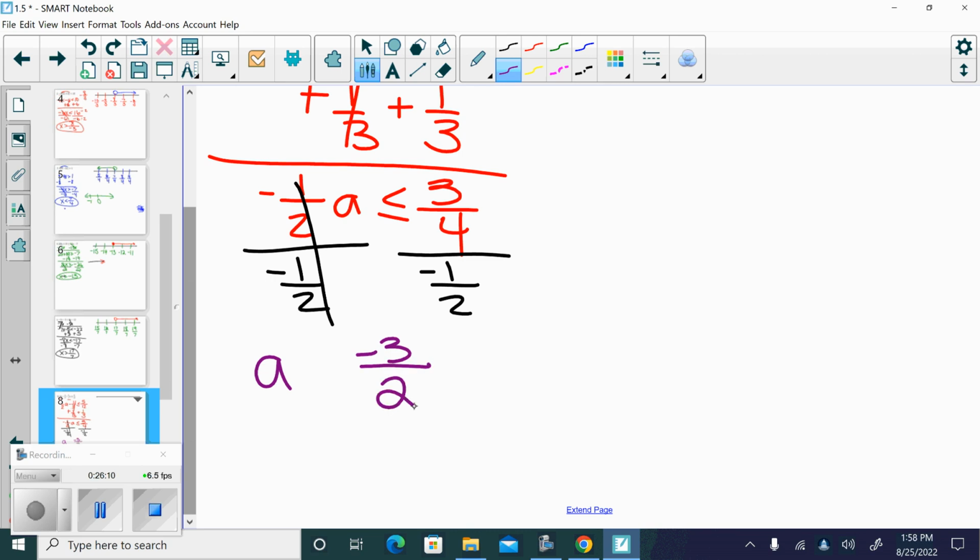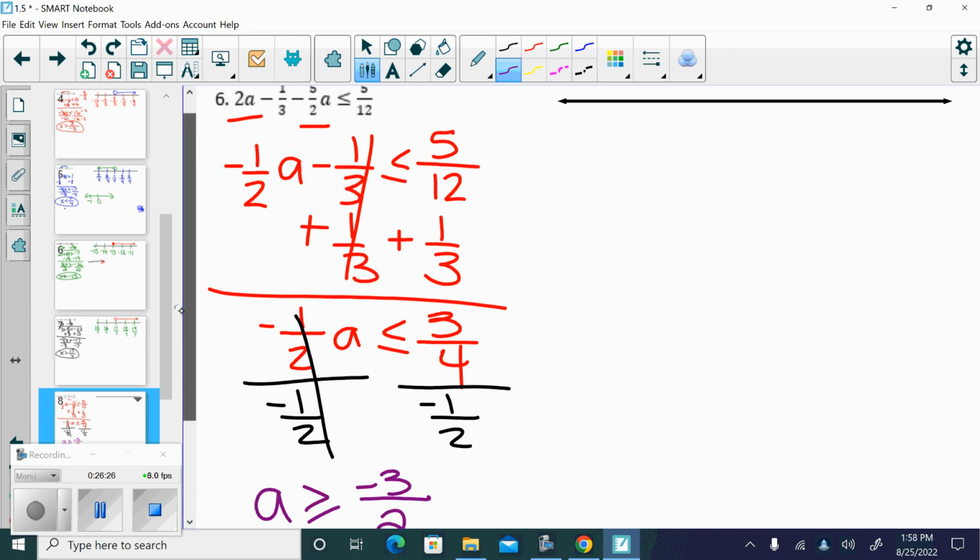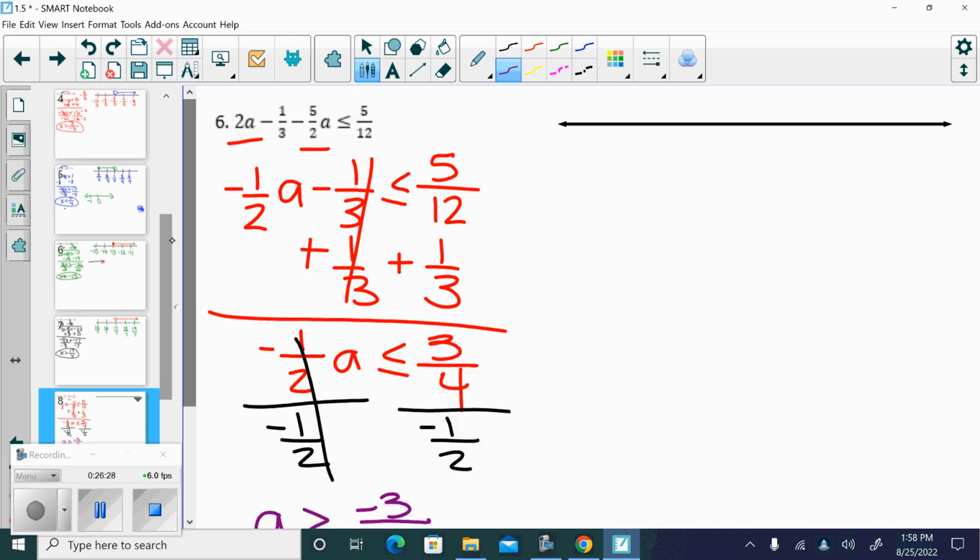All right, did everyone get negative 3 halves? Okay. What does the sign of my inequality need to be? Flipped. Good, because I divided by a negative. Perfect. Oh, so not that way. This way. A is greater than or equal to negative 3 halves. All right, from here, we're going to graph it.